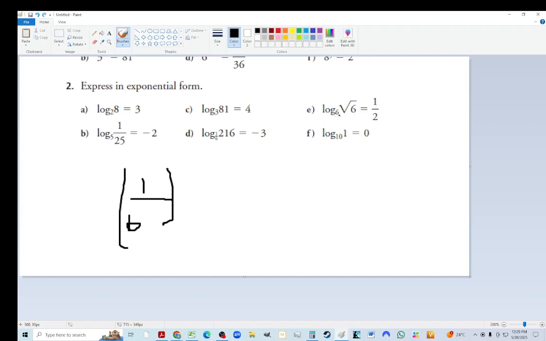And then these last two, 6 to the power of 1/2 is equal to the square root of 6. And that's true. 1/2 power just means square root. That means that's the root. So square root of 6.